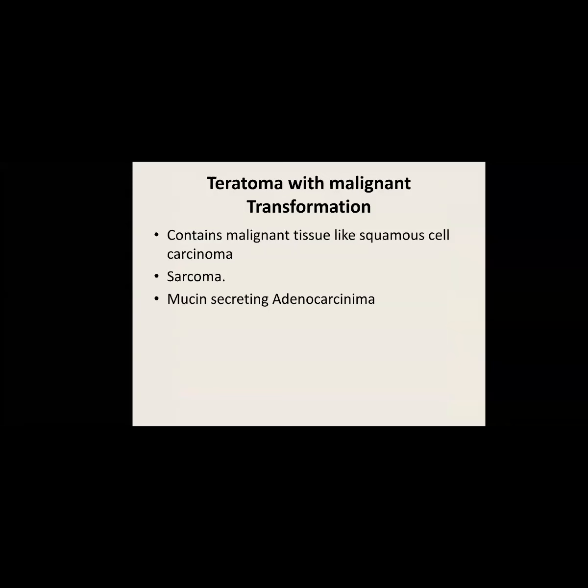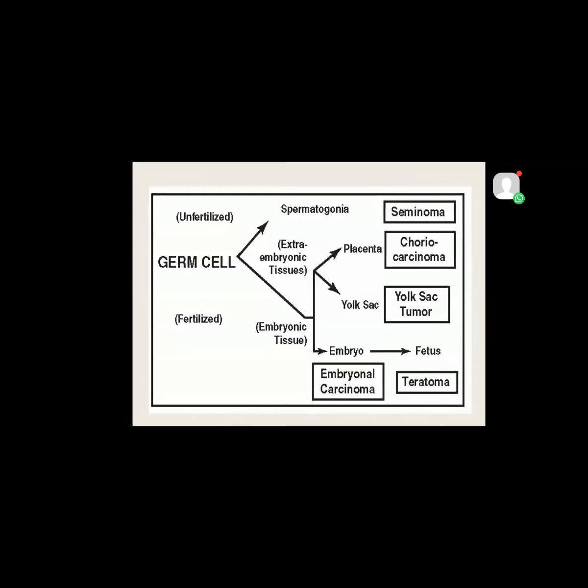These teratomas may contain malignant tissues like squamous cell carcinoma, sarcoma, or mucin secreting adenocarcinomas. So if it has all these things, we call it a teratoma with malignant transformation. Okay, now we have finished the germ cell layer derivatives.